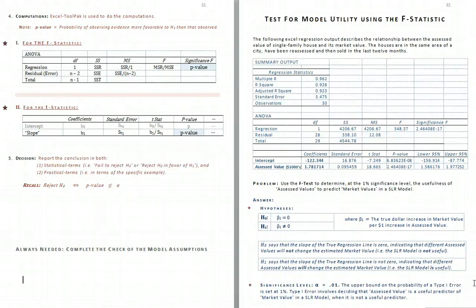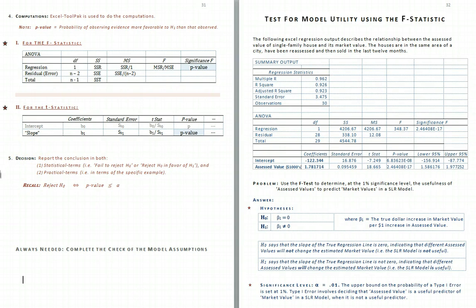In the fourth step, the computations are completed and the p-value is reported. When using Excel, the p-value for the F-test of model usefulness is reported in the right column of the ANOVA table. On the other hand, the p-value for the t-test is reported in the coefficients table in the p-value column. In simple linear regression, both of these p-values will always be identical values.